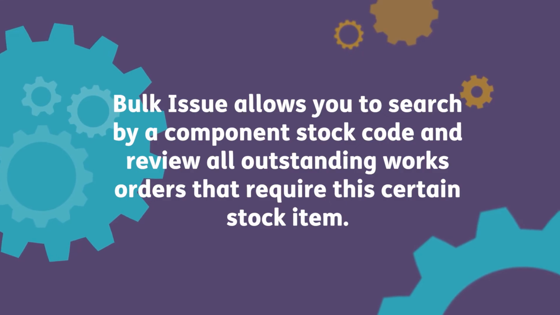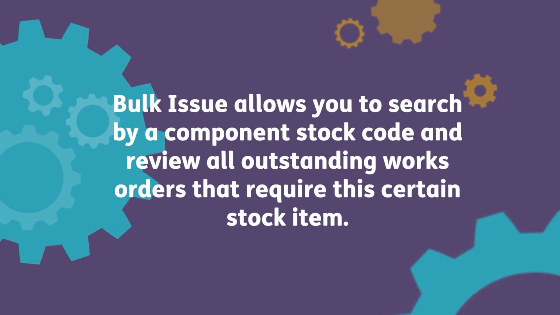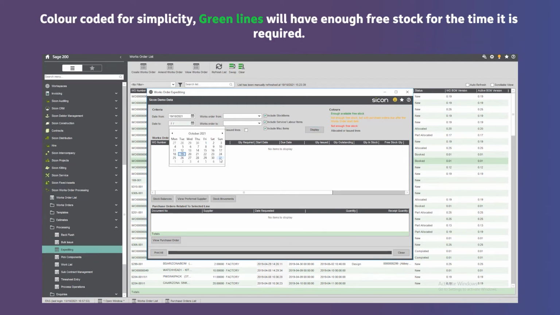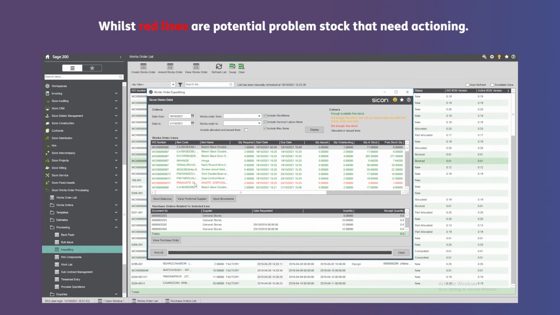Bulk Issue allows you to search by a component stock code and review all outstanding works orders that require this certain stock item. The expediting function is built for you to be able to examine outstanding component lines on current works orders. Colour coded for simplicity, green lines will have enough free stock for the time it is required. Orange lines can be fulfilled by purchase orders that will arrive before the works order scheduled start date, whilst red lines are potential problem stock that need actioning.